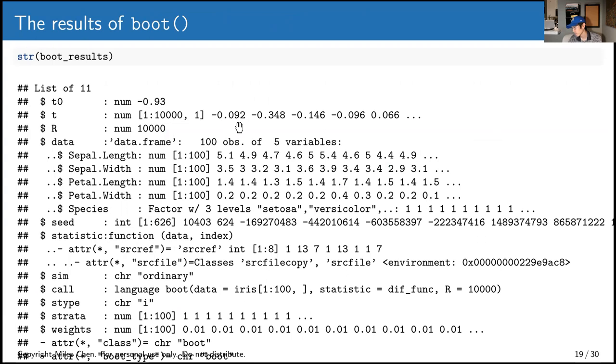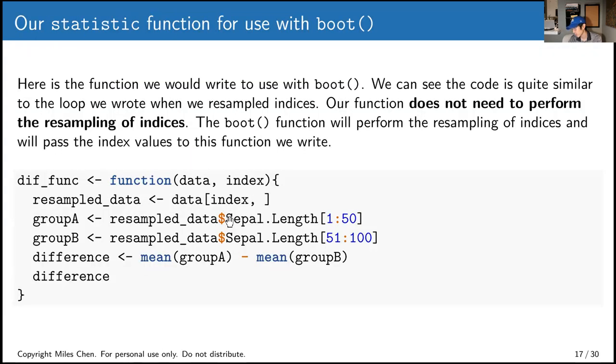All of the other differences are different because we've resampled the indexes. We're shuffling those values 1 through 100 and resampling them with replacement. And so group A will just be the result of randomness and group B will be the result of randomness.